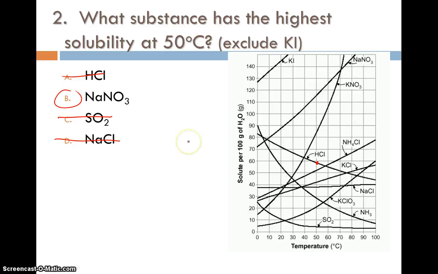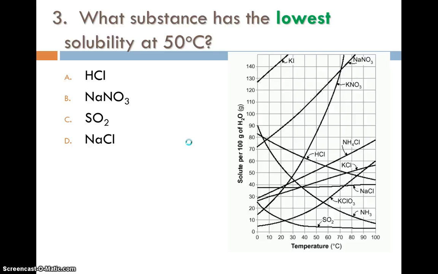So I'm assuming that you guys now have finished numbers 3 and 4. Let's go ahead and look at the answers to those problems. Which substance has the lowest solubility at 50 degrees? We're going to do the same thing that we did before. We look at HCl, which is right here. Our NaNO3 is way higher, so it can't be that. Our SO2 is way lower, so it can't be HCl. And NaCl is all the way up here. So our answer with the lowest solubility is going to be SO2.